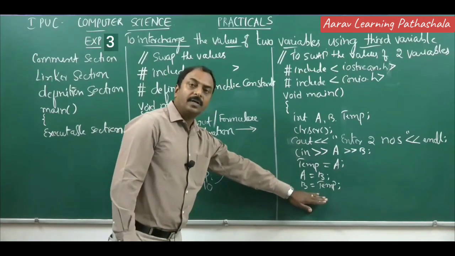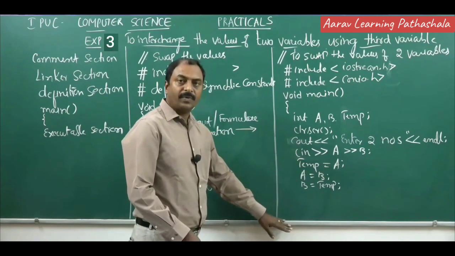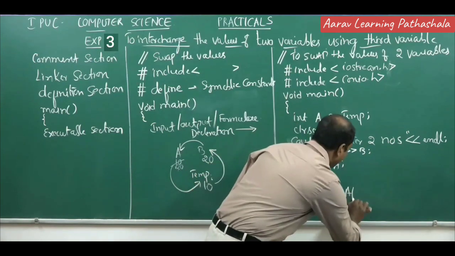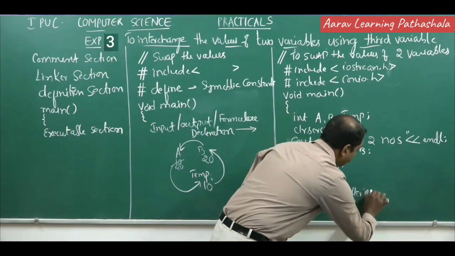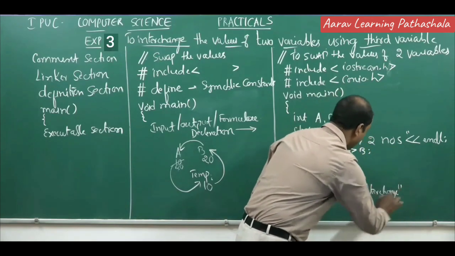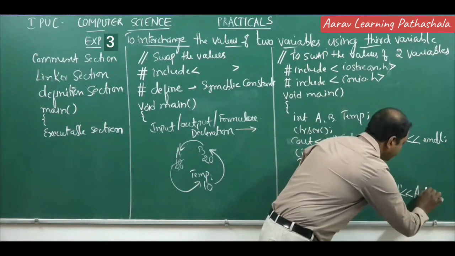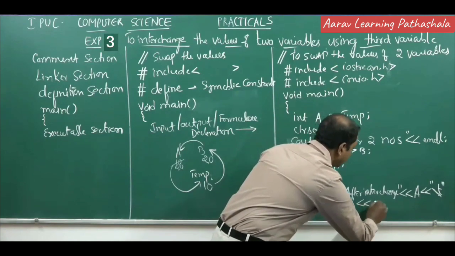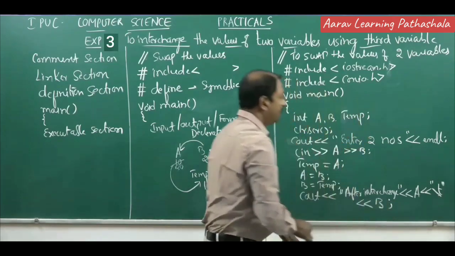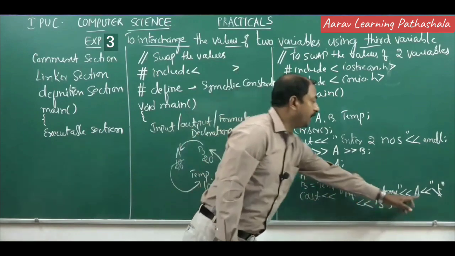At the end of this statement, the values have been interchanged. We have to print the values here. I can write here cout "after interchange". I am closing the quote here, and here I want to write the value of a. We are using this operator. Then we have to print the value of b and close this with a semicolon. This is the output statement to print the values of a and b.